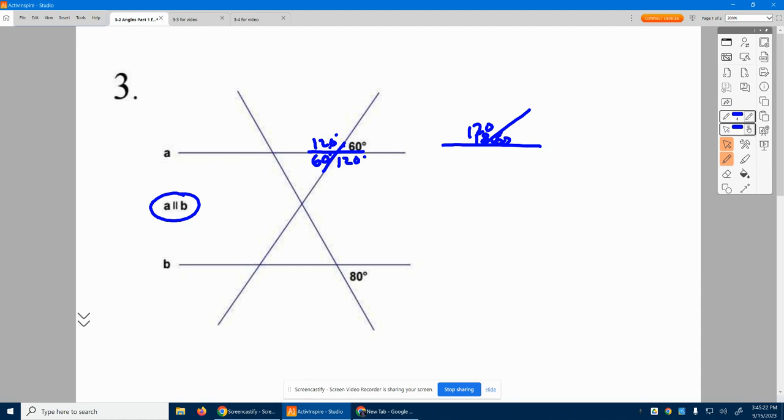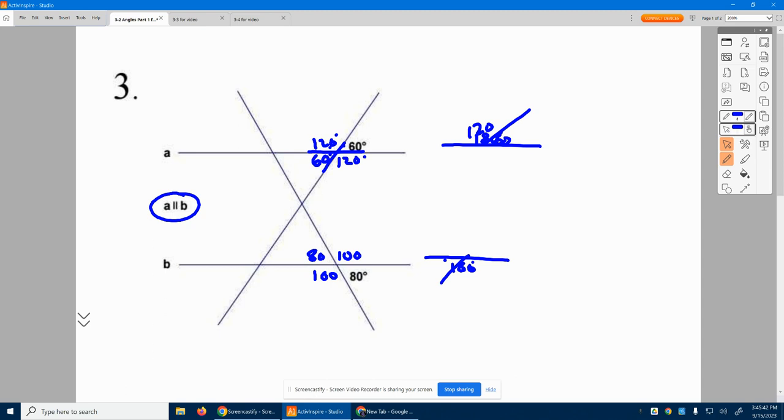Let's do the same down here at 80. If he's 80, his vertical angle is 80. Right beside him is 100, because a straight line, even if it's underneath, is 180. And if you cut it, it's going to be cut in two parts that add up to 180. If this is 100, then its vertical angle is 100.